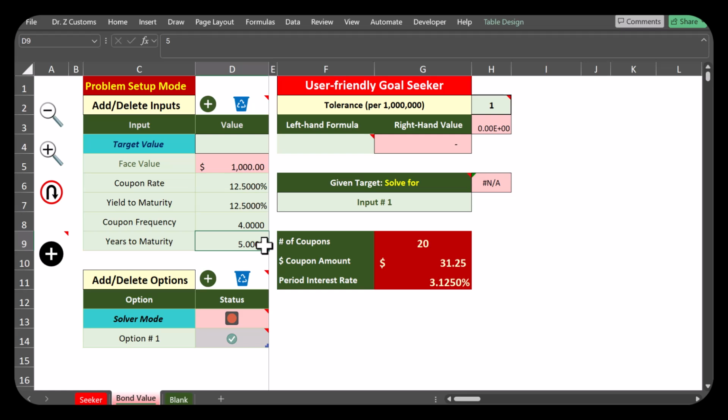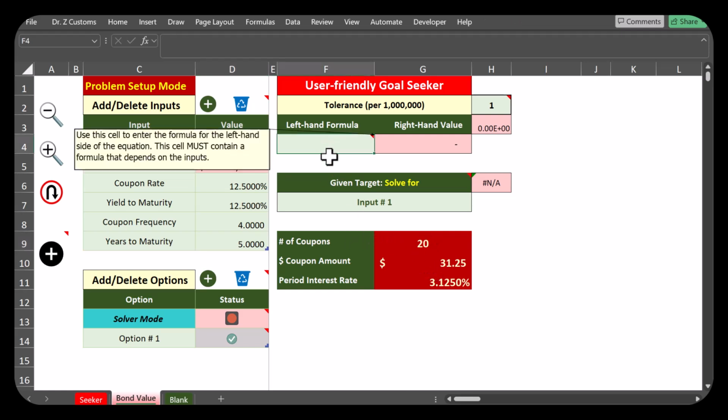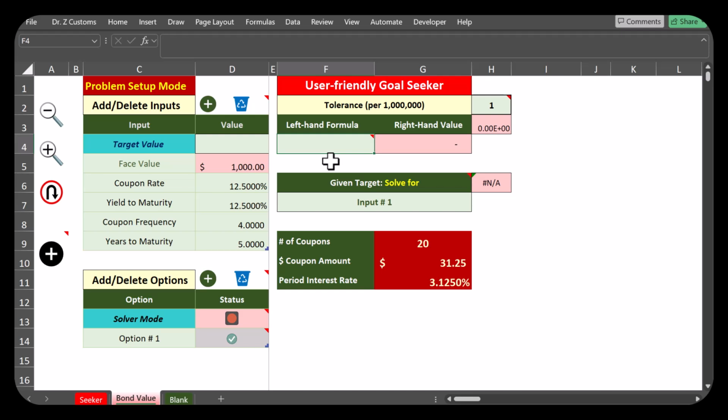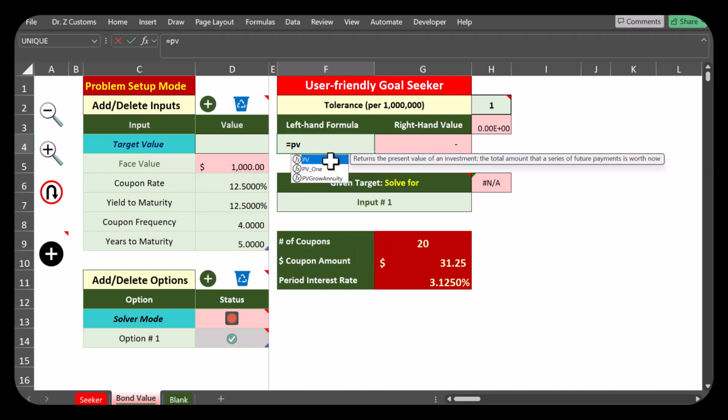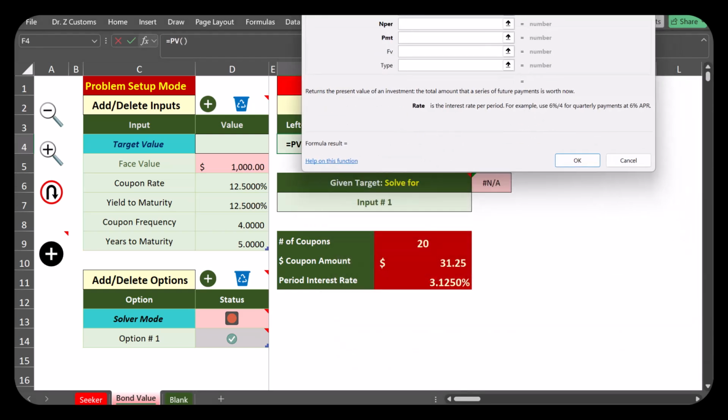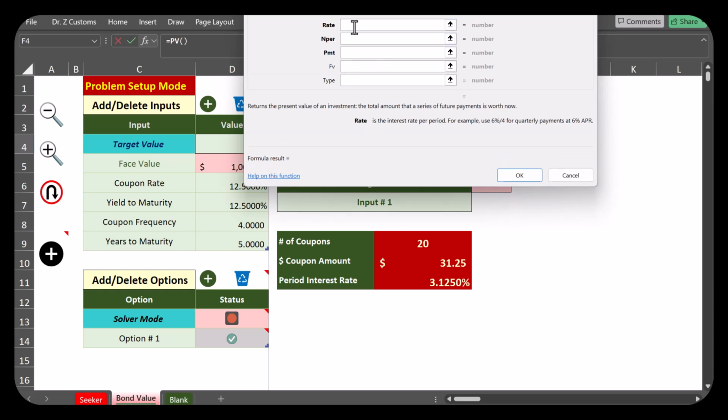These are my intermediate calculations because there is an Excel formula that can easily calculate present value of an annuity with a balloon payment. That's what this bond is. And the name of that function is PV, short for present value. I'm going to hit Control A so that it gives me my function helpers. What is my rate? The rate is the period rate. Remember, yield to maturity is an annual rate, and period rate is calculated separately.